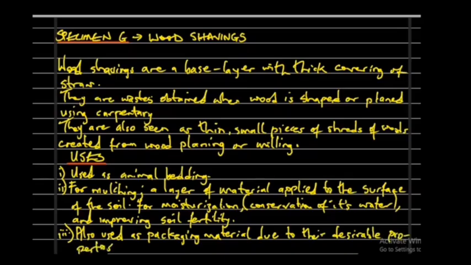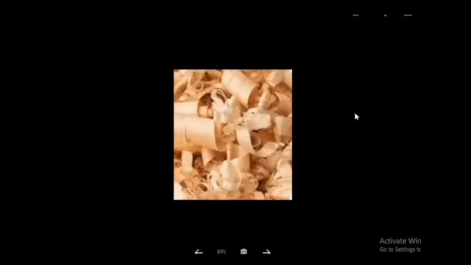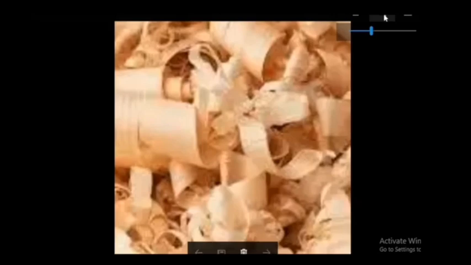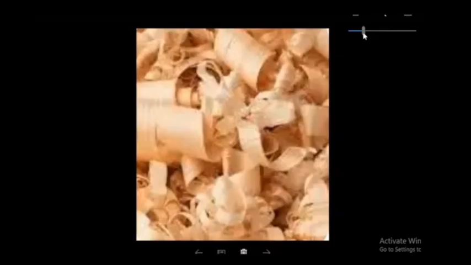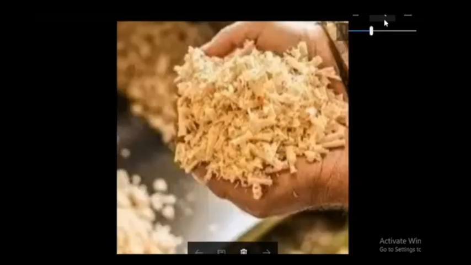So these are some of the major uses of wood shaving. This is what wood shaving looks like. When wood is being planed, that is how we actually get this particular specimen. Shaping, planing or cutting of wood can produce this. Whenever we find ourselves in a carpentry shop, we can see this in their workshop.